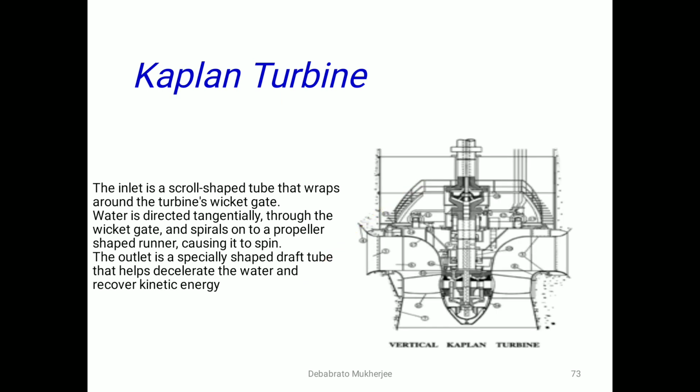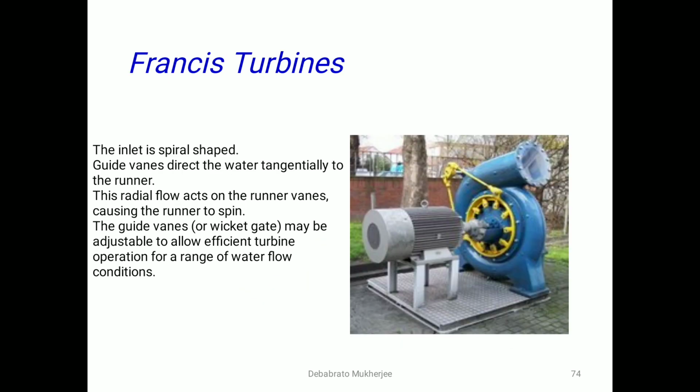Second is the Kaplan turbine. The inlet is a scroll-shaped tube that wraps around the turbine wickets. Water is directed tangentially through the wicket gate. The outlet is a specially shaped draft tube, and it helps to accelerate the water and recover the kinetic energy.